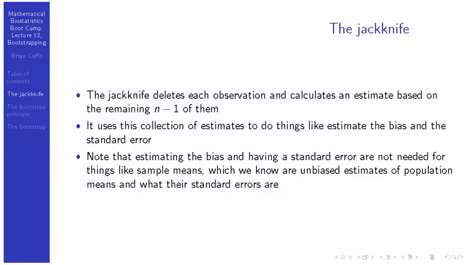The jackknife deletes one observation and calculates whatever estimate you're thinking of based on the remaining n-1 of them. And then you get n estimates, having left out one observation at a time. It uses these n estimates to do something like estimate biases and standard error. And again, we don't need this for the sample mean. We know that the sample mean is unbiased under certain assumptions, and we know exactly what the standard error of the sample mean is under the standard setting. So the jackknife isn't necessary for those settings, but it's maybe necessary for other ones.